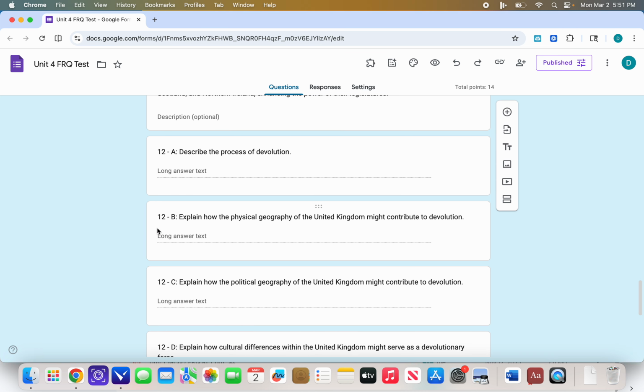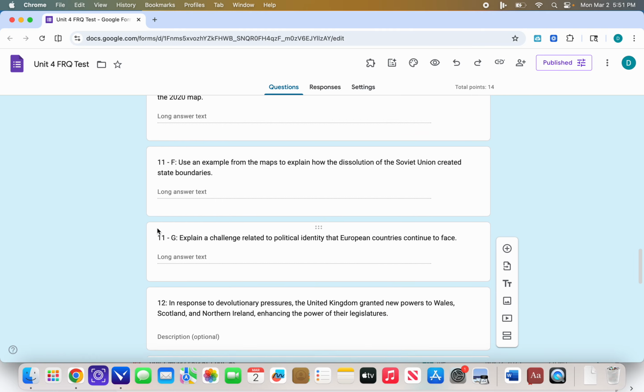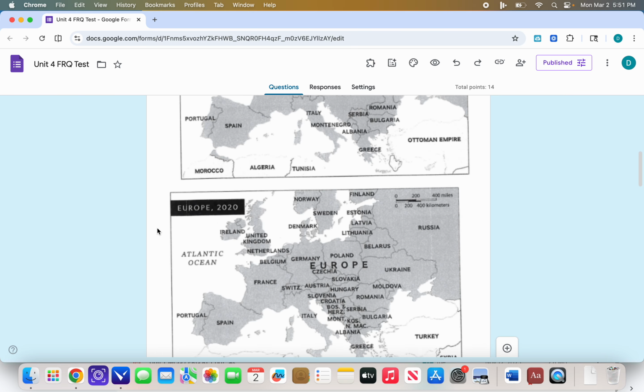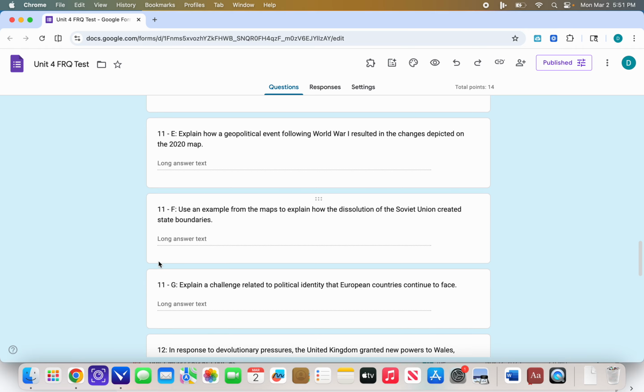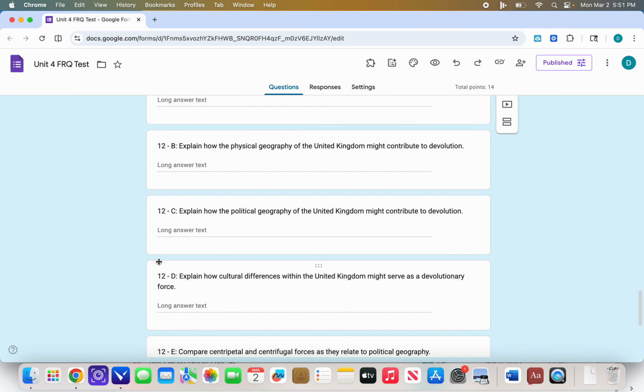B, explain, so again, all the relevant characteristics and a because statement, how the physical geography of the United Kingdom might contribute to devolution. And there's a few directions you could go here. You could mention that as an elongated state, Scotland is pretty far north from the capital of the United Kingdom, London, down here in the south. But an even better example is the completely separate landmass of Ireland over here, where Northern Ireland is at. That is certainly a completely separate landmass, as I mentioned, from the rest of the United Kingdom, the British part of it.